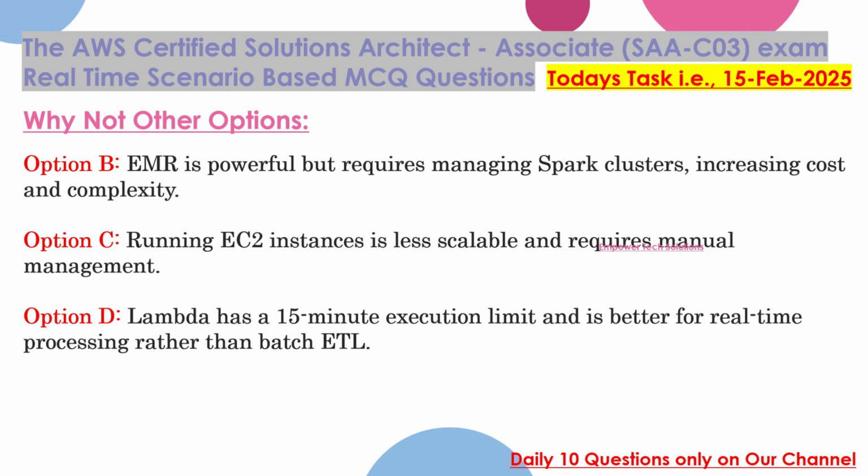Why not other options? Option B. EMR is powerful, but requires managing Spark clusters, increasing cost and complexity. Option C. Running EC2 instances is less scalable and requires manual management. Option D. Lambda has a 15-minute execution limit and is better for real-time processing rather than batch ETL.